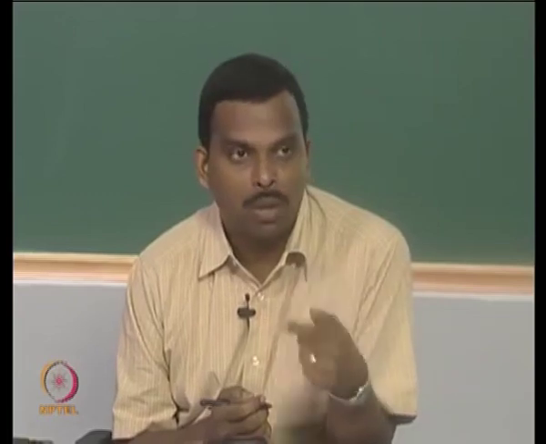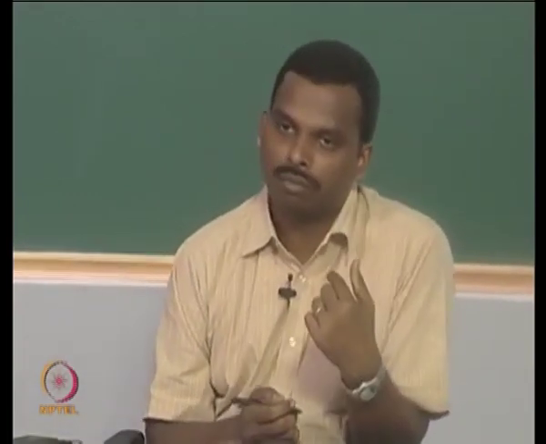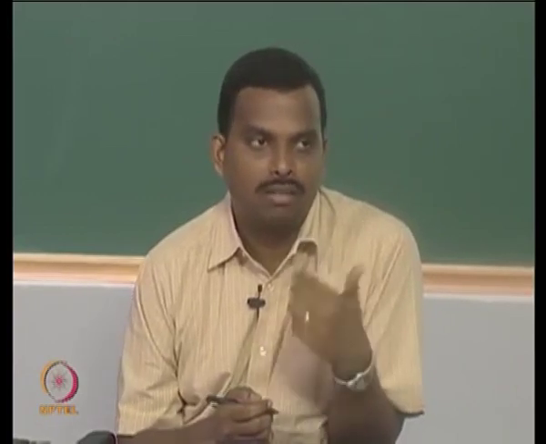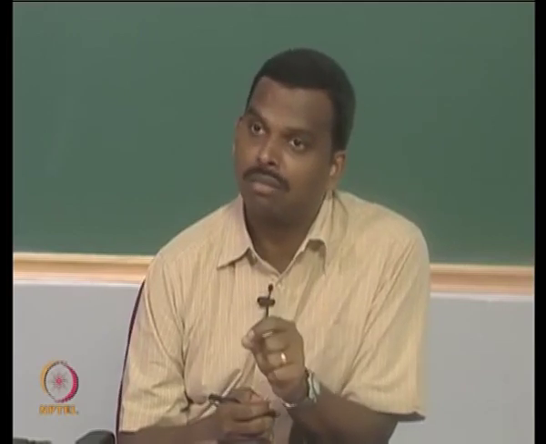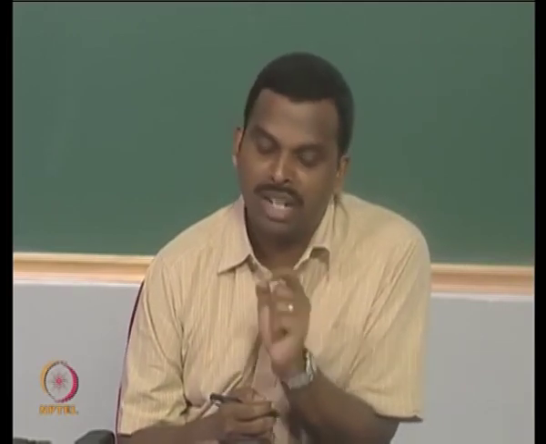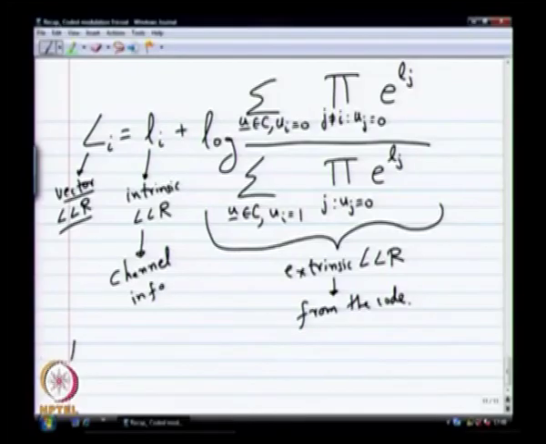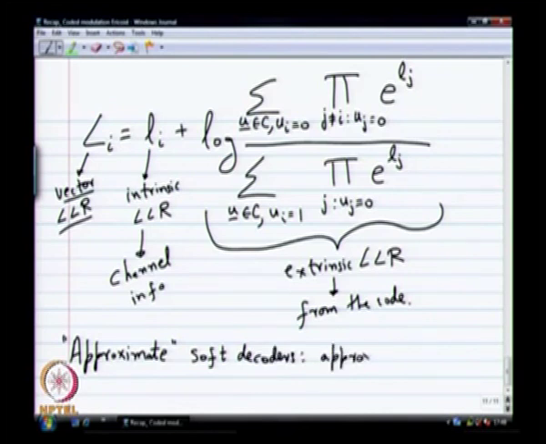So what people do is they try and approximate the extrinsic. They see how well you can approximate in practice, and your code has to be suitable for that. Is your code such that approximating the extrinsic is easy? So in all approximate soft decision decoders, the main trick is to approximate the extrinsic LLR.